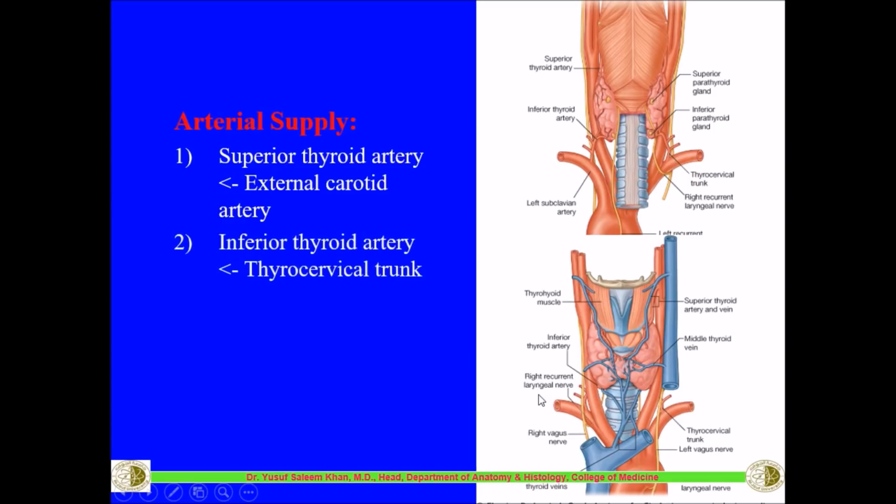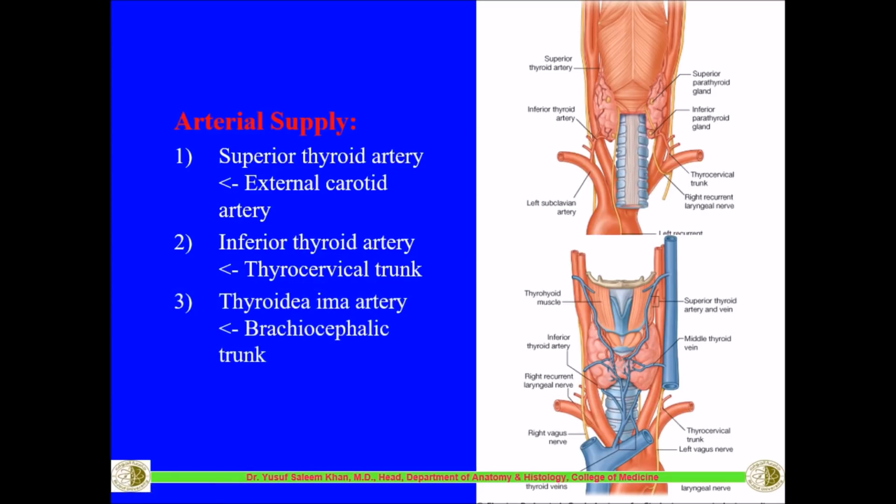Similarly, one more artery coming from below will be called the inferior thyroid artery. If you can see here, this is the thyrocervical trunk, and from the thyrocervical trunk there is a branch, called the inferior thyroid artery. So the superior thyroid artery comes from the external carotid artery, and the inferior thyroid artery comes from the thyrocervical trunk, which is a branch again from the subclavian artery.